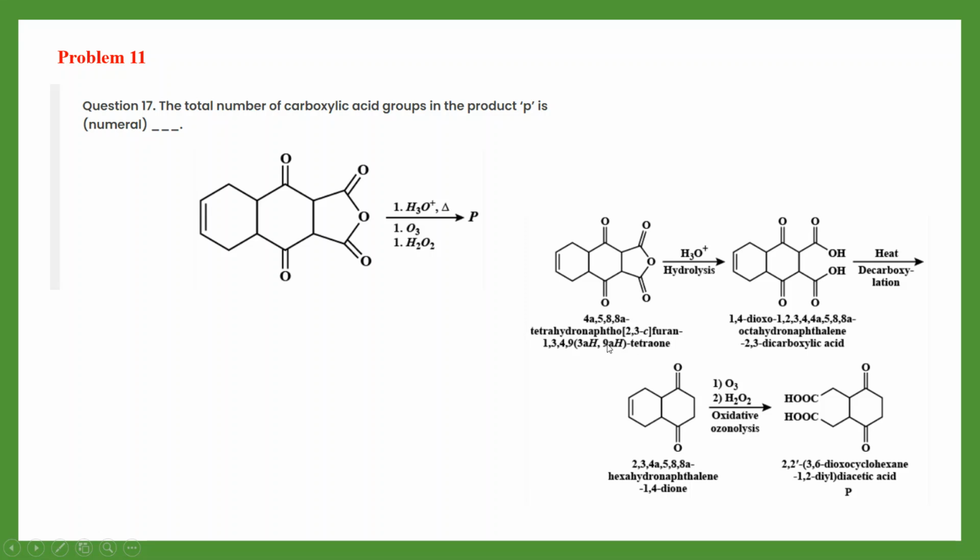In the answer, it is showing that first it underwent hydrolysis as we have done. On heating, decarboxylation. Both of the carboxylic acid groups get eliminated on heating, and then oxidative ozonolysis with H2O2, it is oxidized. Sorry, so here the answer will be 2. I was wrong. That double bond will not come on decarboxylation.